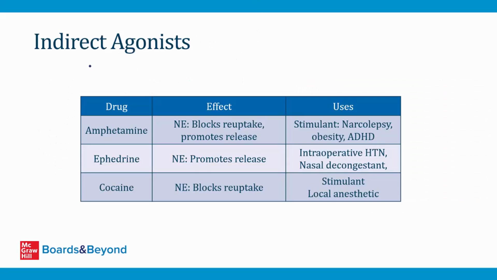And so here's a summary slide with a table of the three indirect agonists we've discussed: amphetamine, ephedrine, and cocaine. These are their mechanisms by which they ramp up the sympathetic nervous system, and this is a list of some of the potential uses of these drugs.